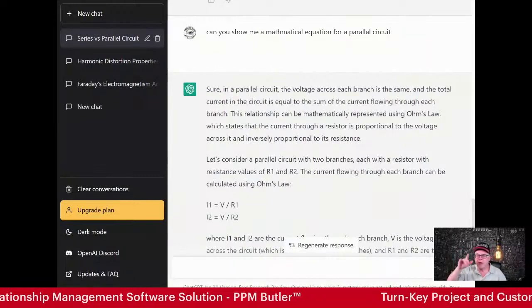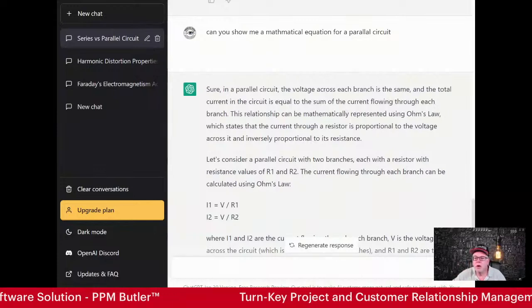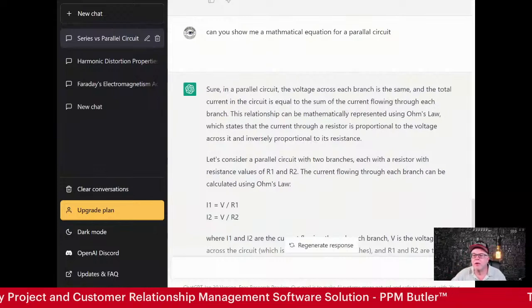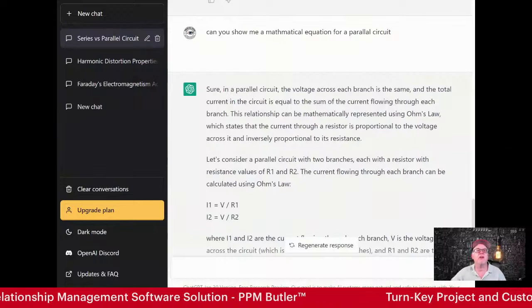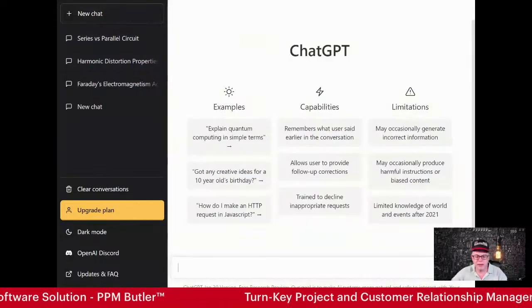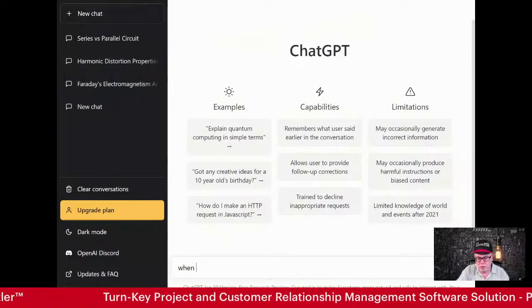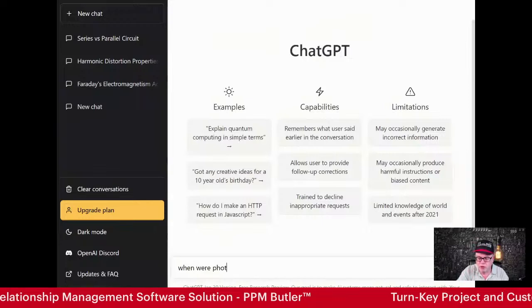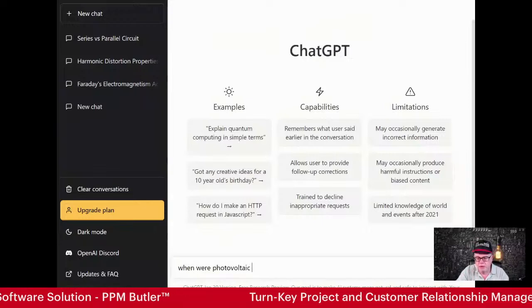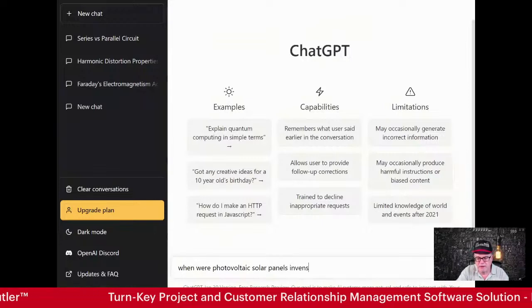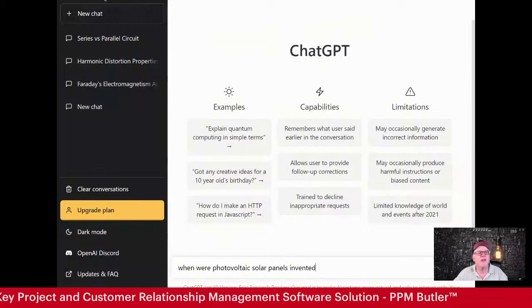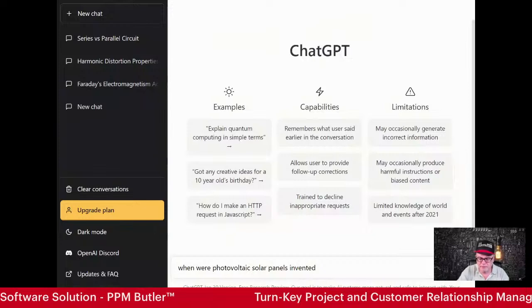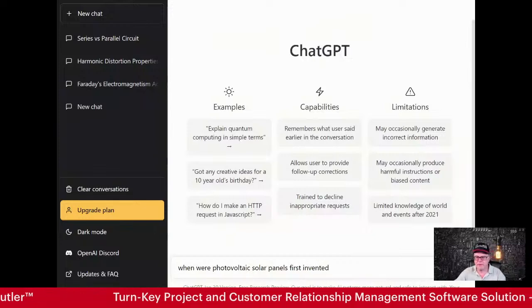All right. Anyway, let's do this last one here, and then I'm going to show you some other stuff real quick. I've got to show you tonight. When were solar panels first invented? That's a good one. Let's do that one. When were photovoltaic solar panels invented? And is that what you're asking, Michael? Let's see. Oh, first invented. Okay. Well, I'll say first invented. Let's see what we get.